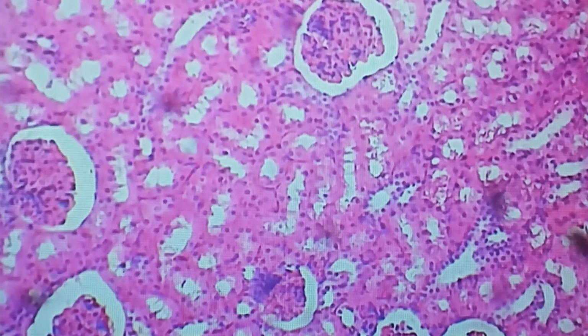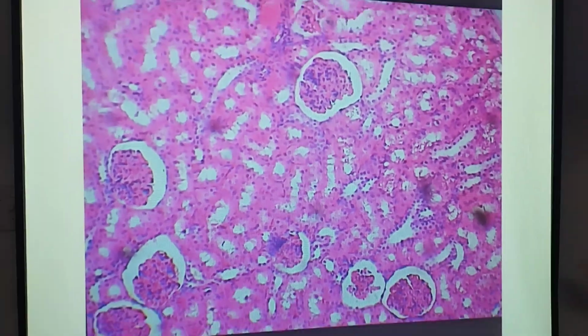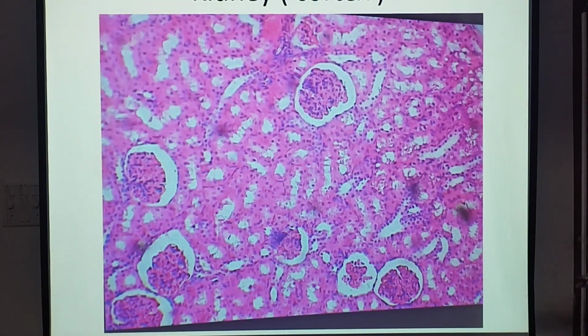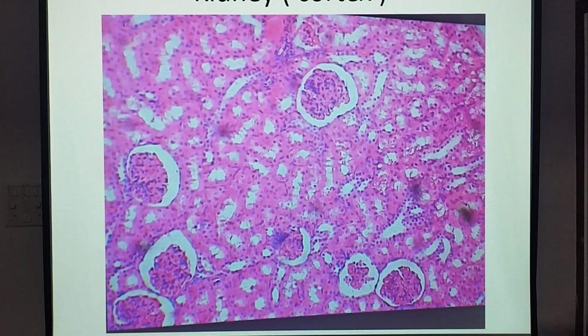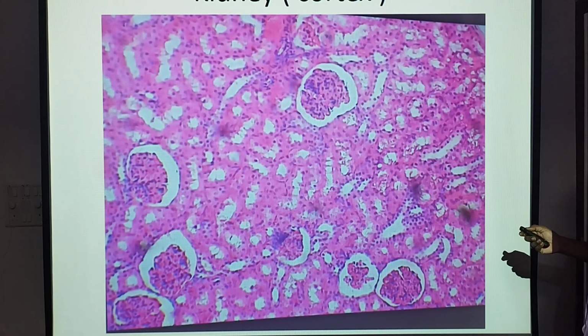So you can see I put the actual photomicrograph of the kidney. As all of you know, the kidney consists of an outer part known as the cortex and an inner part known as the medulla. So this is the cortex and this is the medulla. The inner part is the medulla, the outer part is the cortex. So what are you seeing in the cortex?